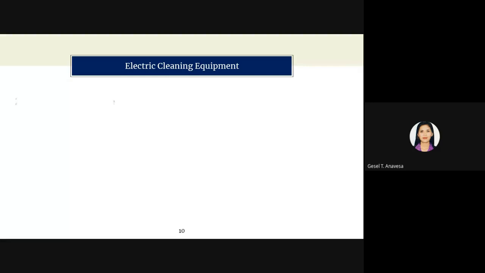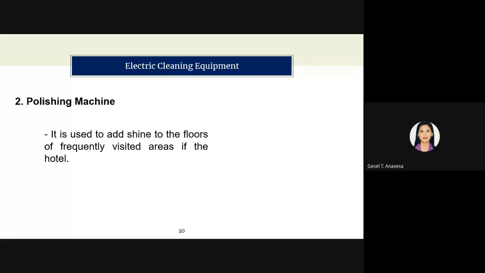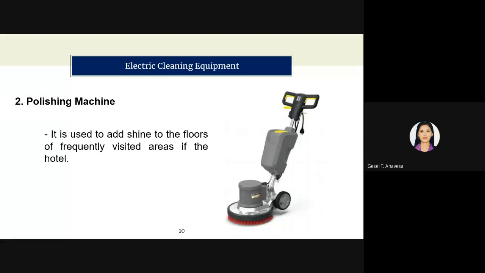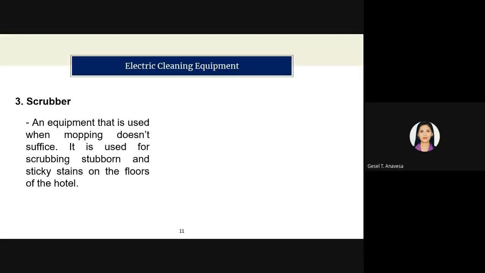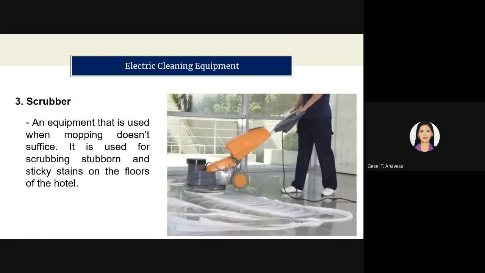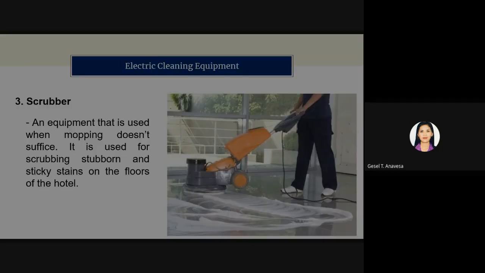The second one is the polishing machine. It is used to polish floors, especially wooden floors, and it adds shine to the floors. The third one is the scrubber. This is the equipment used for mopping when basic mopping is not enough. It is used to remove sticky stains from the floors.